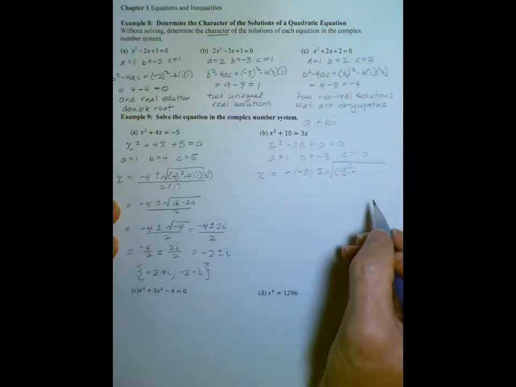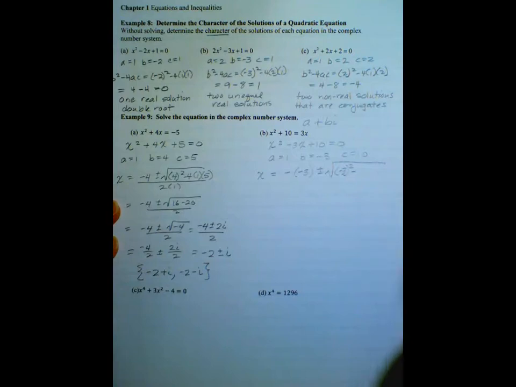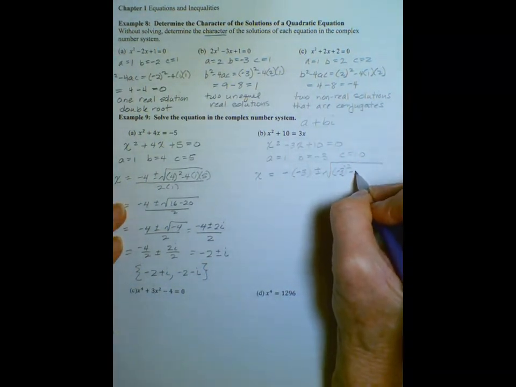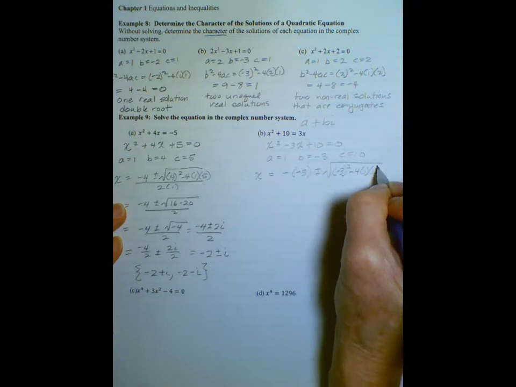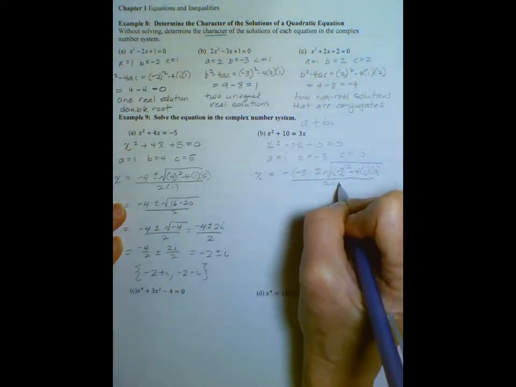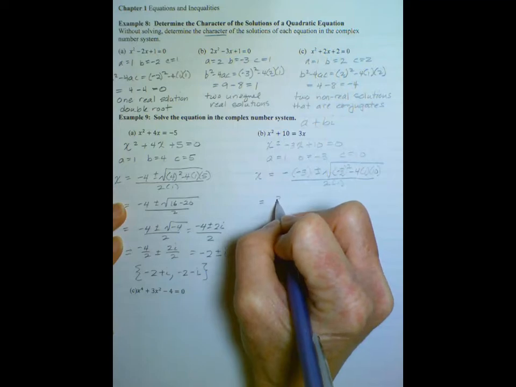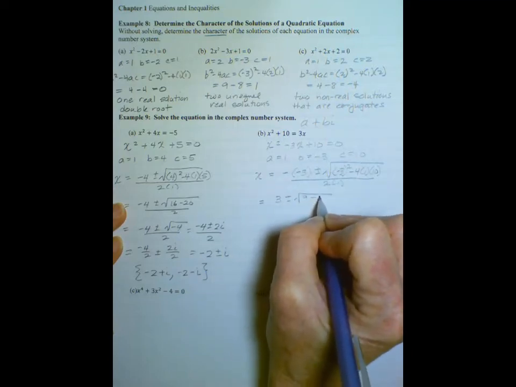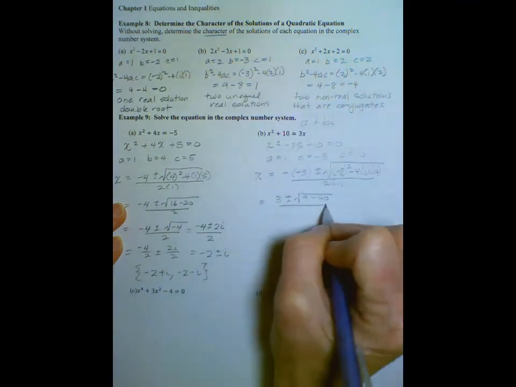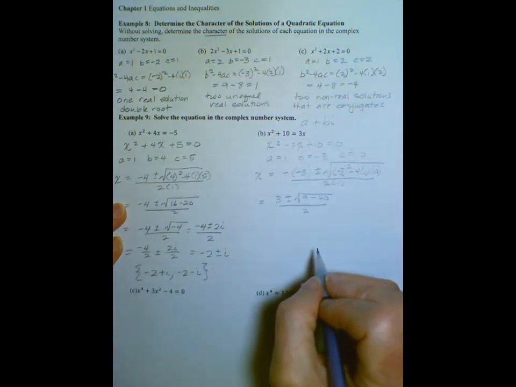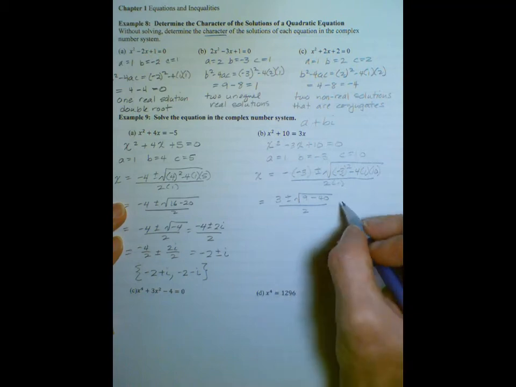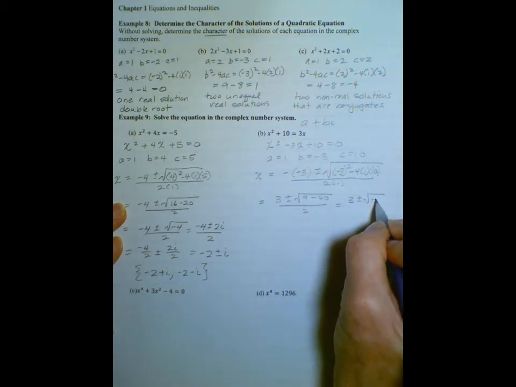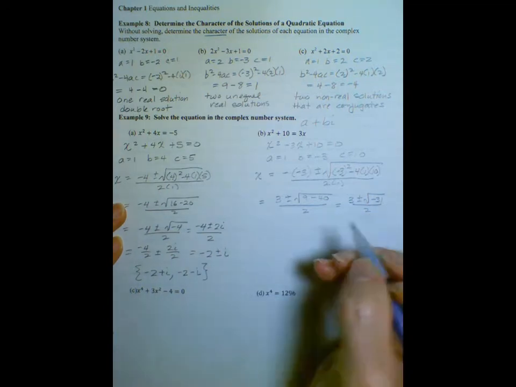Be careful, don't let your calculator, if you type in negative 3 squared, it might give you negative 9 if you don't use parentheses, and you know that's not right. 4 times 1 times 10, all over 2 times 1. So we have positive 3 plus or minus the square root of 9 minus 40, all over 2. Okay, so that's 3 plus or minus the square root of negative 31 over 2.